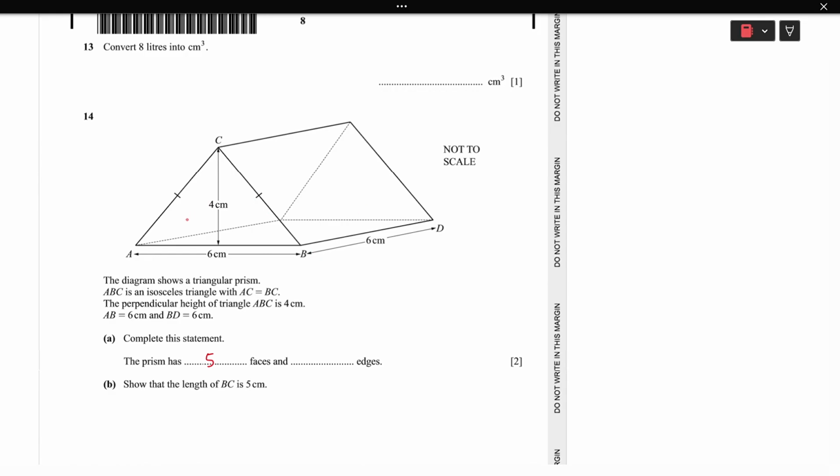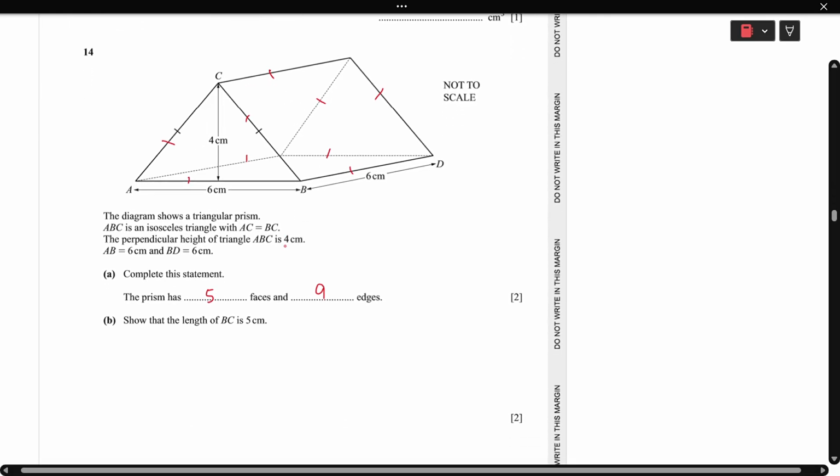Which is this side 3, other side 3, 3 plus 3, 6, 6 plus 3, 9. So 9 edges. Now calculate 1, 2, 3, 4, 5, 6, 7, 8, 9. So there are 9 edges, 9 lines.